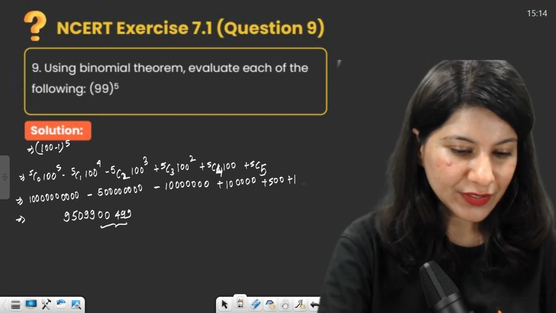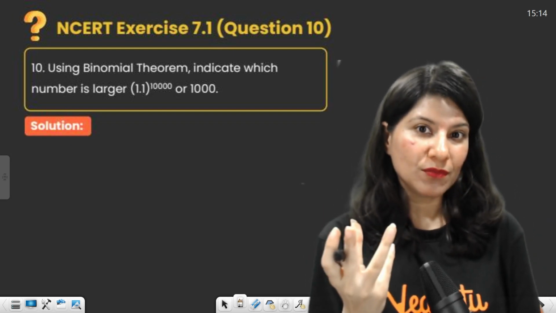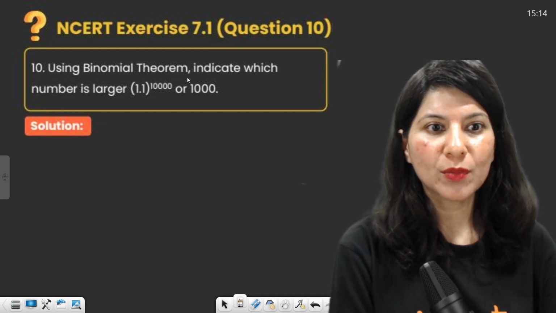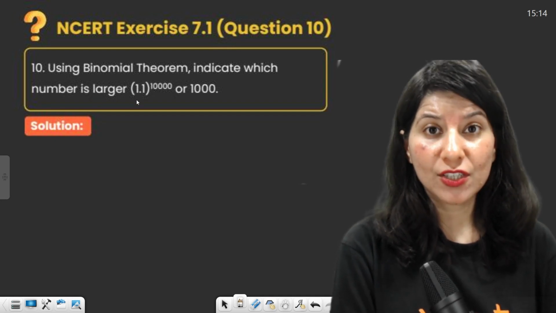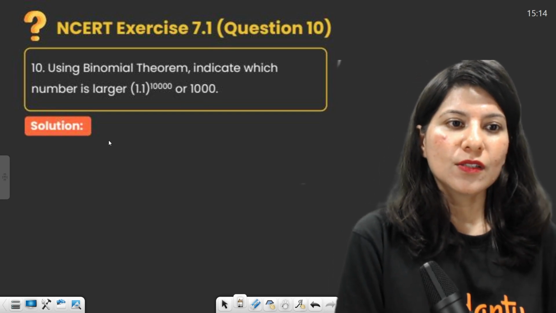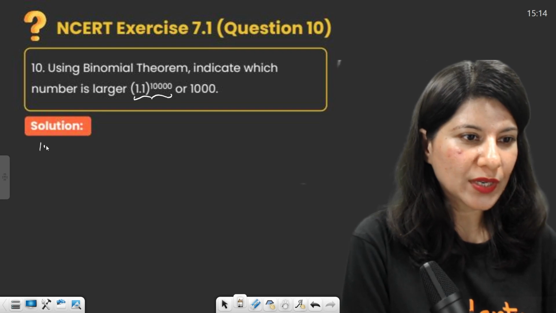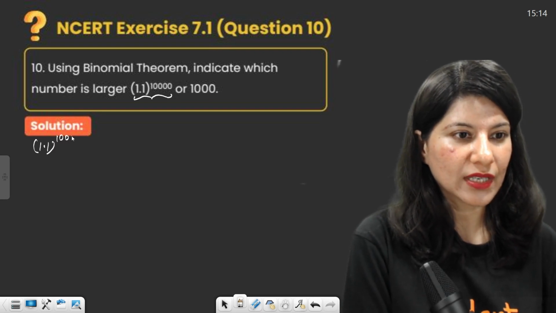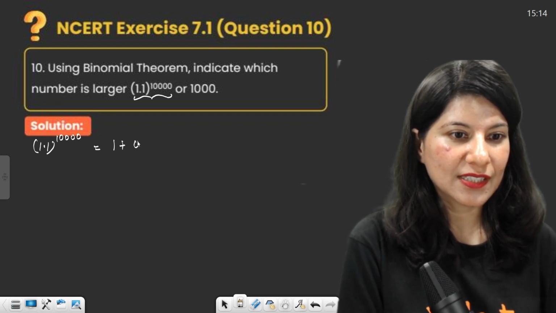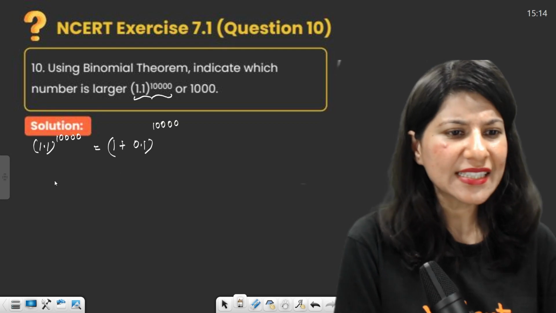Okay. All right. Crystal clear. And now next, question number 10, with a little bit of a twist. Using the binomial theorem, indicate which number is larger, 1.1 raised to power 10,000 or 1,000. 1,000 we know, so let us talk about 1.1 raised to power 10,000. They are telling you that you have to use binomial expansion. So 1 plus 0.1 raised to power 10,000. Let us expand this.